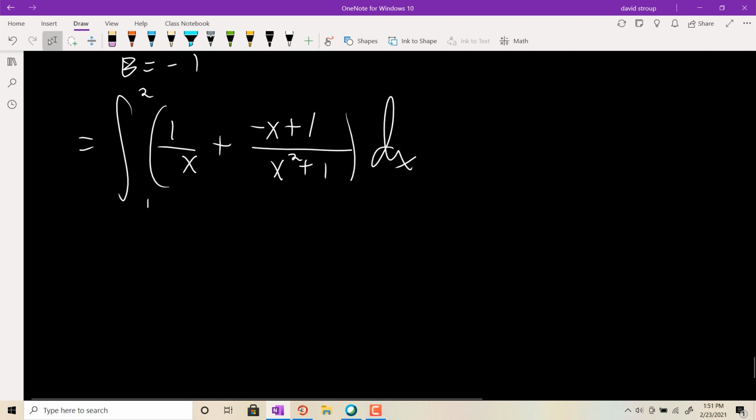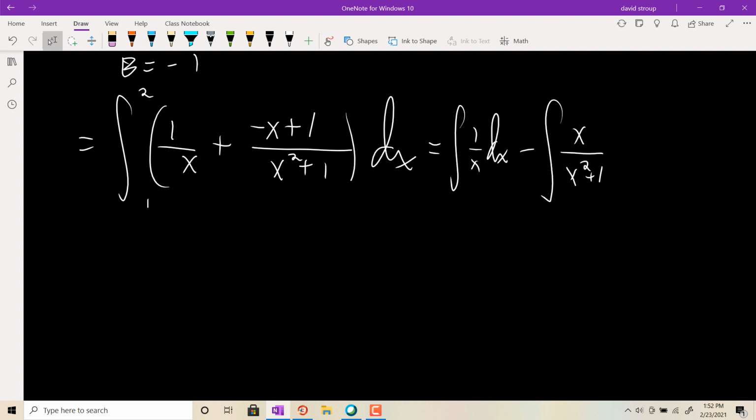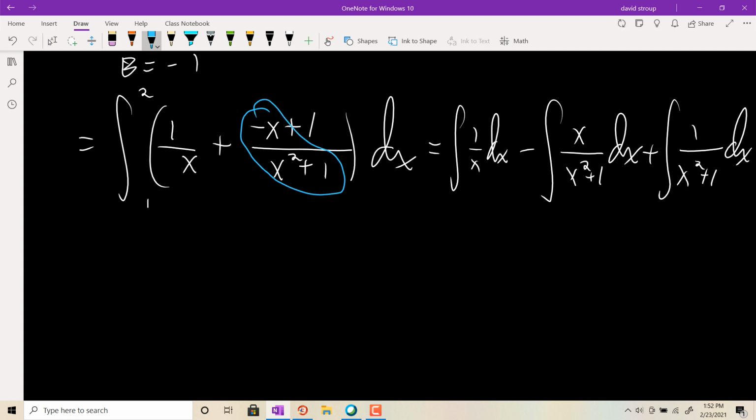Okay, so the first part is a natural log. The second part, I'm going to have to split it. So we'll end up having the integral of 1 over x dx minus the integral of x over x squared plus 1 dx, and then plus the integral of 1 over x squared plus 1 dx. So all I did there was to separate this fraction into two fractions, a reverse decomposition. And then I ended up where I am now.